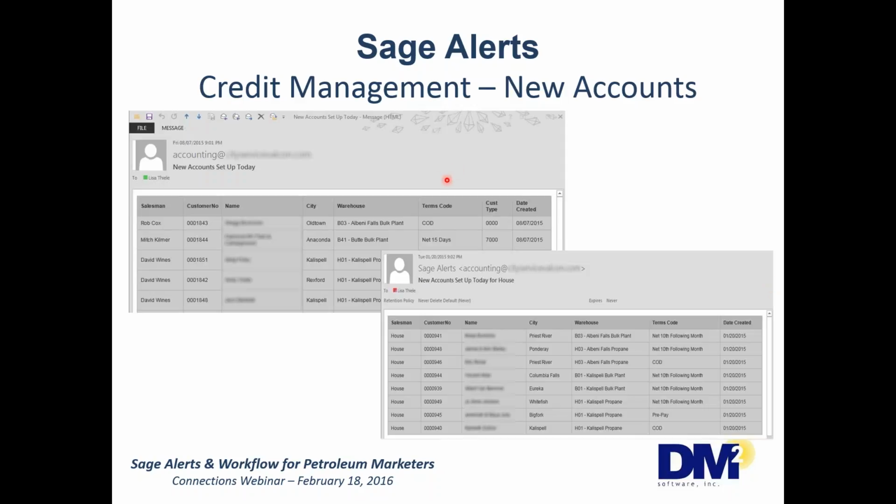This top alert here is a sample of an alert that could go to your credit department and to your tax department. It's going to include all salesmen. This bottom alert is one that is going to a specific salesman. In this case, it's the house account. Both are giving essentially the same information. The first one, like I said, for the credit and tax departments, will have all new accounts. And the second is specifically for a specific salesperson. Both alerts can be run at the end of the day.